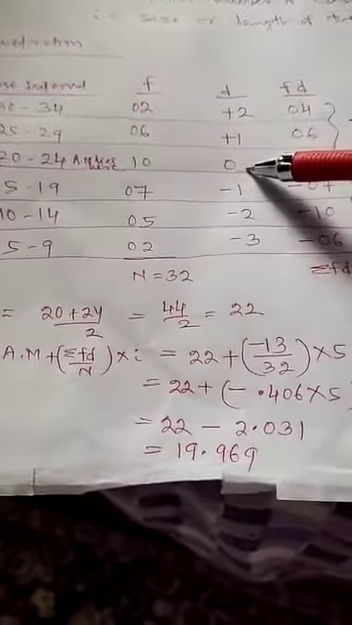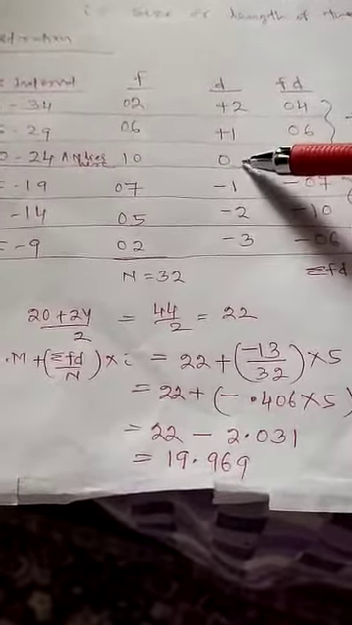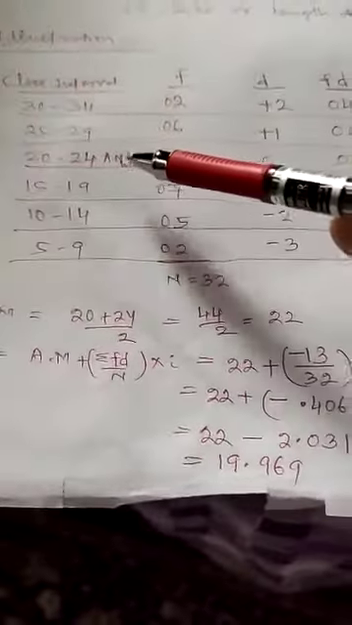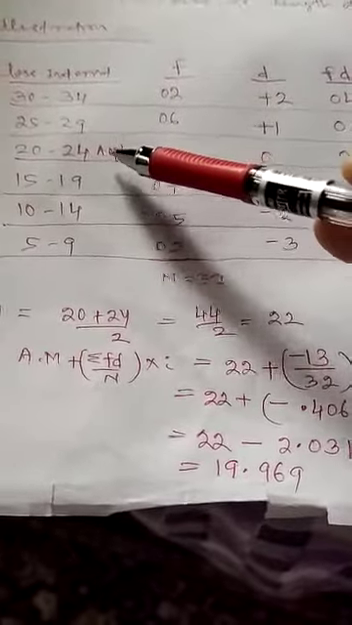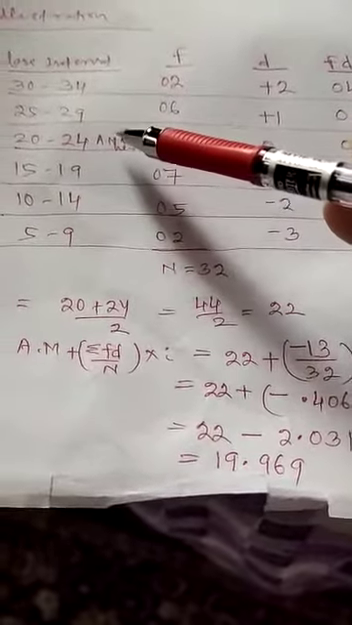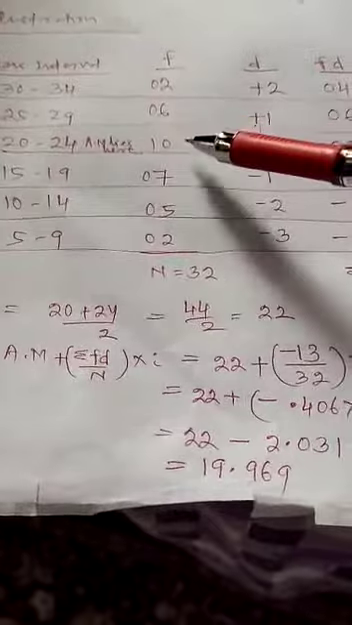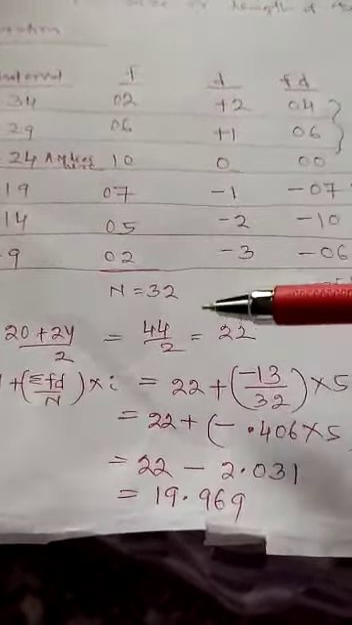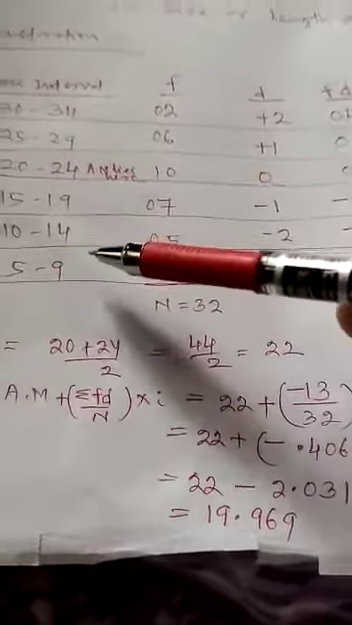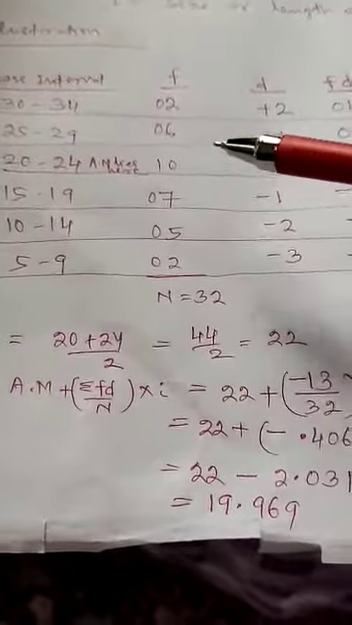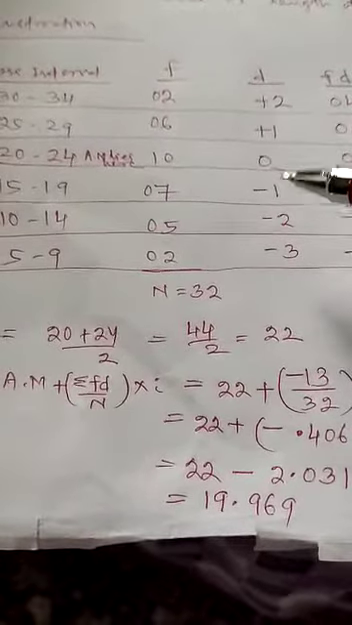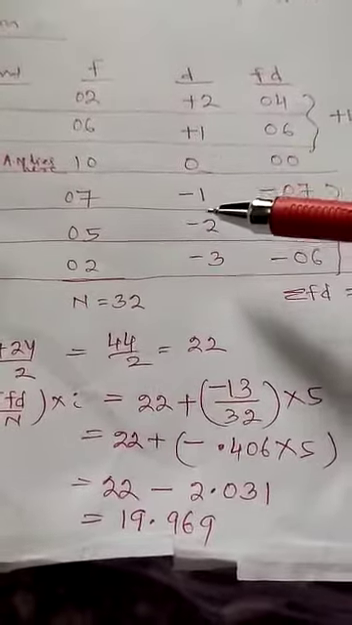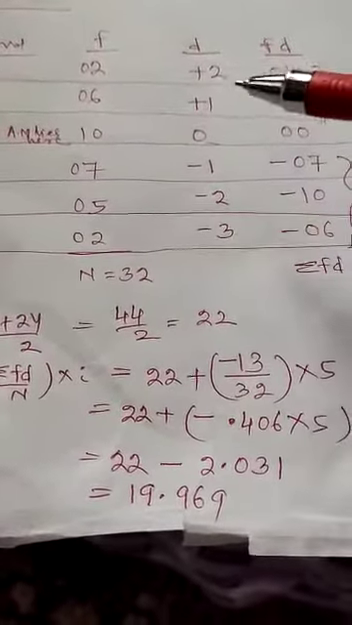Since this zero is given here, when we take the midpoint of the class interval, that is 20 to 24, the midpoint will be 22 and the assumed mean is also 22. So 22 minus 22 divided by I, which means the size of the class interval, that is 5. So 22 minus 22 divided by 5 is equal to 0 by 5 is equal to 0. So here it is 0, this is minus 1, this is minus 2, minus 3, this is plus 1 and plus 2.